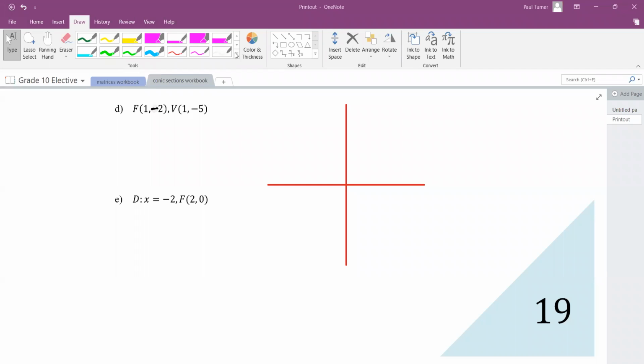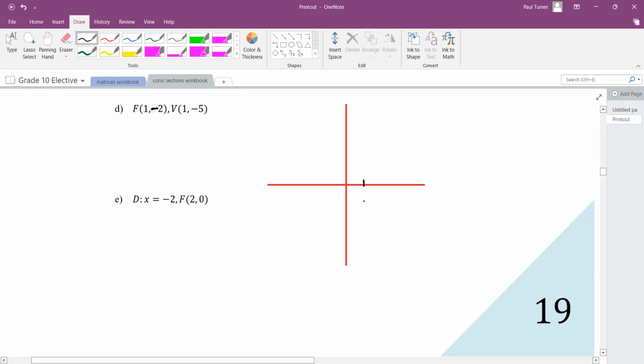Right, so in question D, we've got a focal point at 1, negative 2, and a vertex at 1, negative 5. So we start by marking the 2 points. So focus 1, negative 2. So let's go down to the focus. And we mark that point. And then we mark the vertex 1, negative 5. So that's negative 2, negative 3, negative 4, negative 5. So this is the vertex 1, negative 5. So that's the first thing that you do.